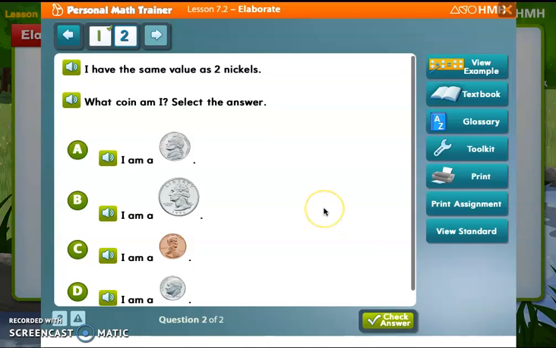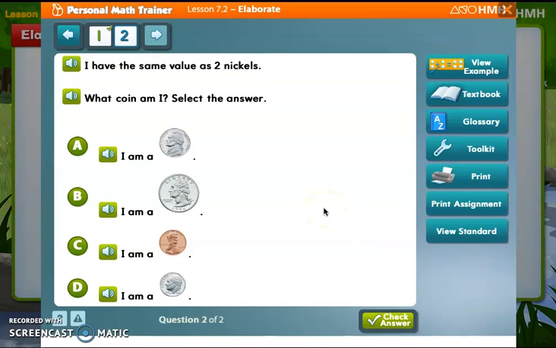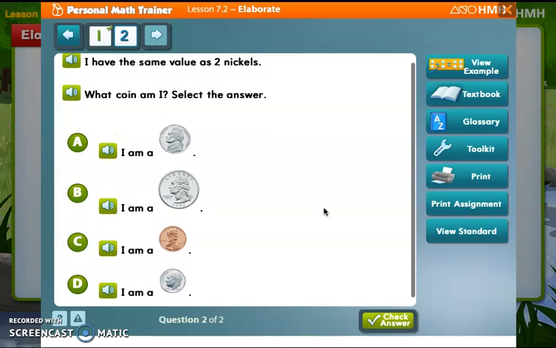Our second question says, I have the same value as 2 nickels. What coin am I? Select the answer. I want you to take a second just to think about it. What coin here has the same value as 2 nickels? Remember, nickels are 5 cents. So if we had 2 of those, would that be equal to 1 nickel, 1 quarter, 1 penny, or 1 dime? So just take a second to think about that. I have the same value as 2 nickels. What coin am I?